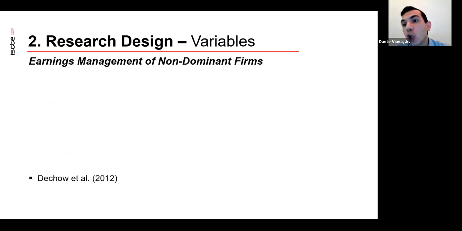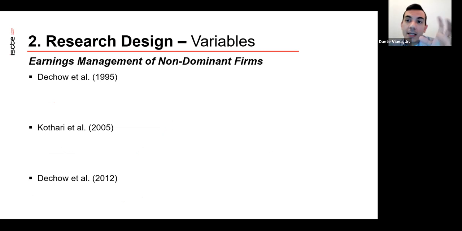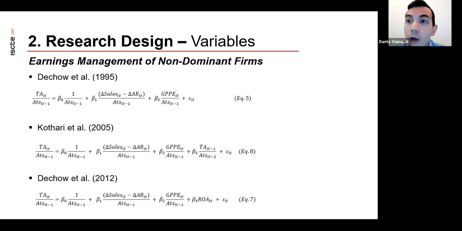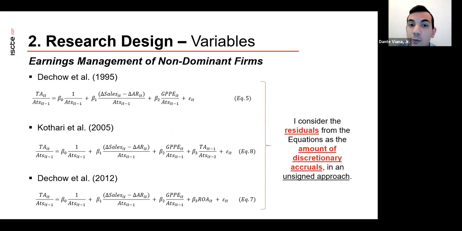The earnings management of non-dominant firms, right? That is the setting that we are interested in, and it is measured by three different proxies of earnings management based on three different models, of course. And we are using the residuals of those models in an unsigned approach, taking the absolute value of those residuals and considering them as the discretionary accruals proxy for earnings management of non-dominant firms. So we are estimating these models only for non-dominant firms in each year, each country, and each industry.